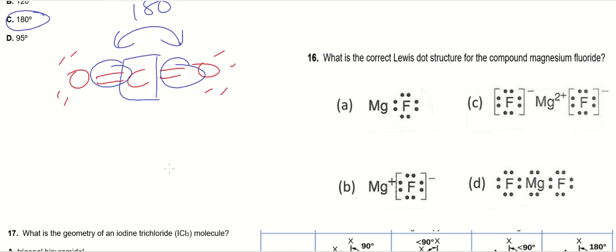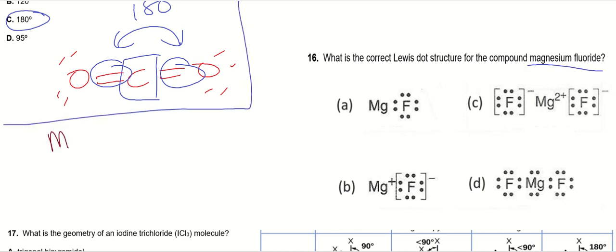All right, number 16, the Lewis dot structure for magnesium fluoride. Let me just make another section here. Magnesium is a group 2 element, so it's going to form a 2 positive cation. Fluorine is, I feel like we just did something like this. Fluorine is a halogen, so it's group 17. It's going to gain an electron.